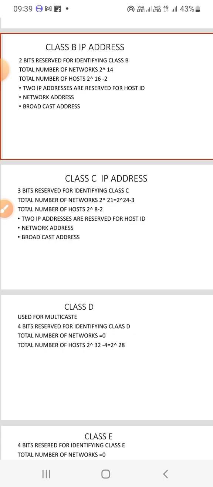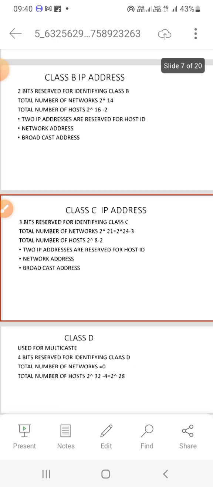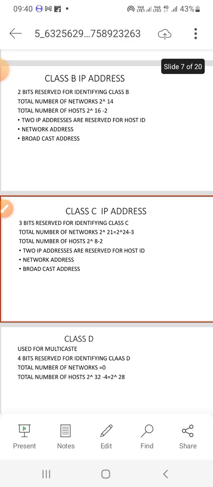Total number of networks in class C: 3 bytes are used for network ID and 1 byte is used for host ID. 3 bytes means 3 into 8, 24. 24 minus 3 bits are used for network ID, so 2 power 21 networks are present, and the total number of hosts is 2 power 8 minus 2.